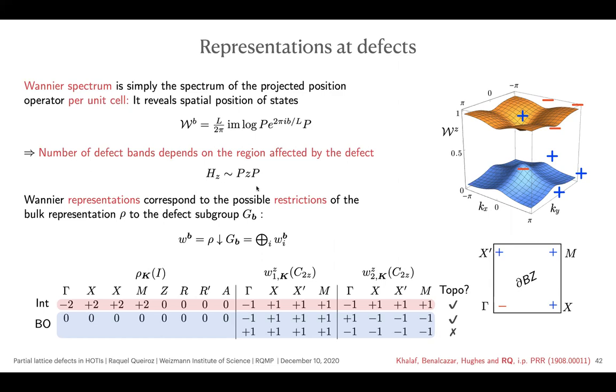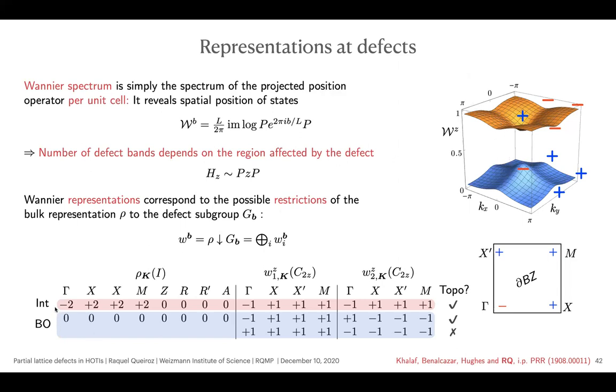So the defect Hamiltonian is just the repetition of the Wannier spectrum by as many unit cells as your potential extends over. And you can symmetry-characterize the Wannier spectrum by doing what? By picking up the representation of the bulk and restricting it to the symmetry of the defect. When you do that, you get something that is reducible, because it separates into bands. For example, in the case that I showed you of the dimerized weak TI, it's just two Wannier bands.